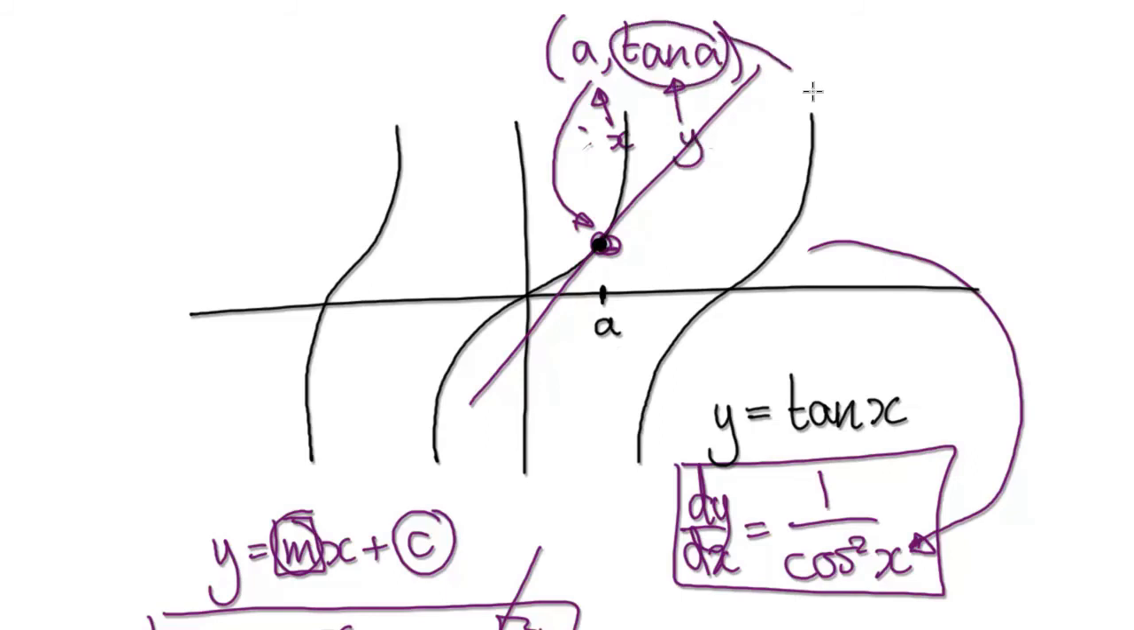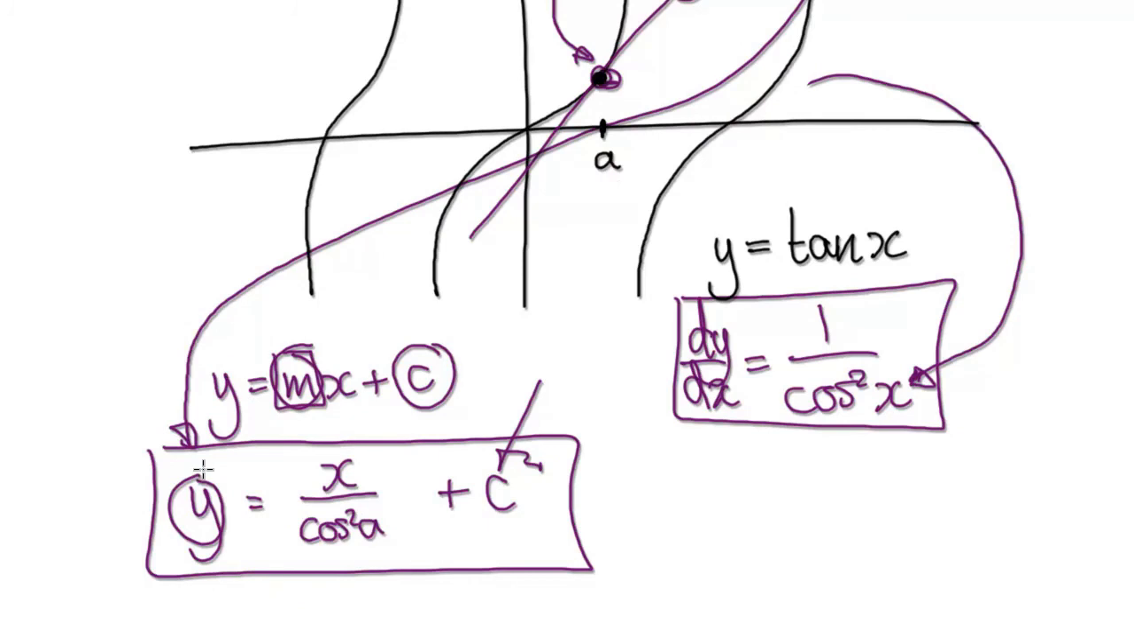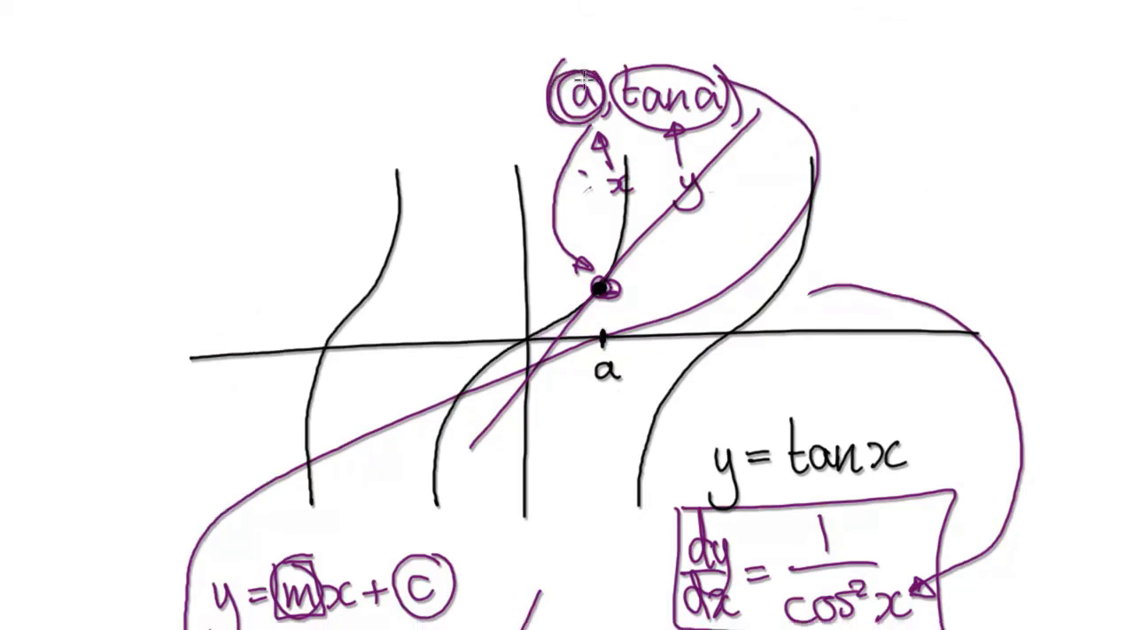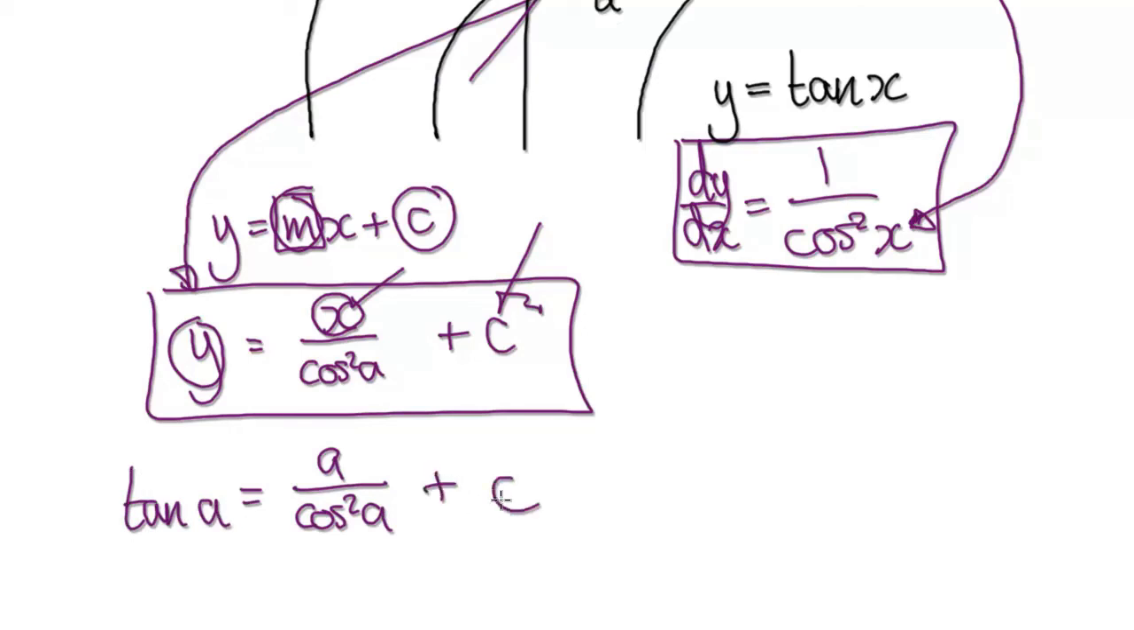So we can put this into the y right here, and we know the x location. The x location is a, because it's a across and then tan a up. So we can put that into the x. So that would become this. Put a into the x, that would be a over cos squared a. And then we put tan of a into the y, and then plus c. So now it's just a matter of working out c.